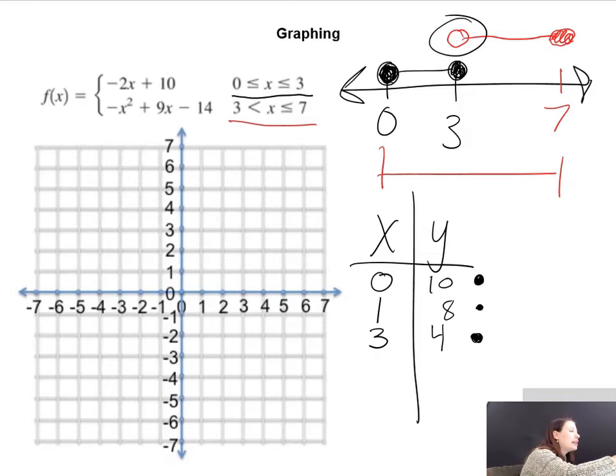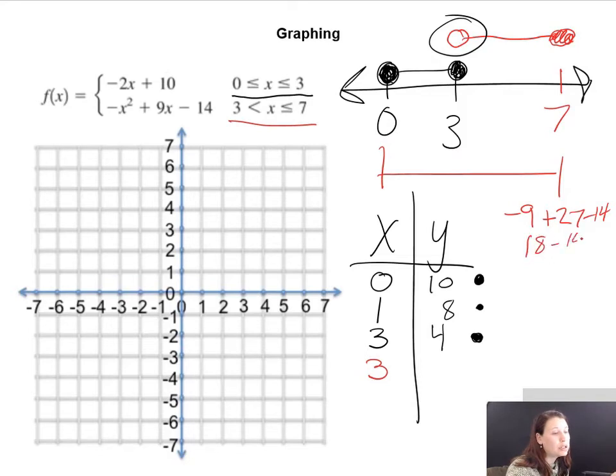So now let's look at our second piece. Even though it's an empty circle at 3, it still starts there. So we still want to think about plugging 3 into it. So that one's a little harder. We have negative 3 squared. The negative is not inside the square, so be careful on that. 3 squared is 9, so that's negative 9 plus 3 times 9 is 27 minus 14. Negative 9 plus 27 would be 18, minus 14 is 4. Okay, so note for sure this is an empty circle.